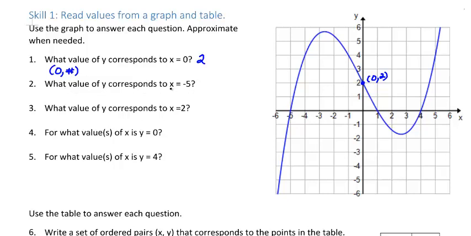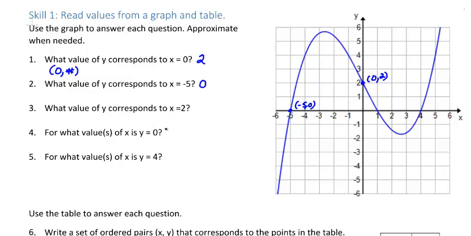What value of y corresponds to x equals -5? Another way we can find this information is to go to the x value of -5 and determine where the graph touches that vertical line through -5, and that's at the point -5, 0. So the y value is 0.